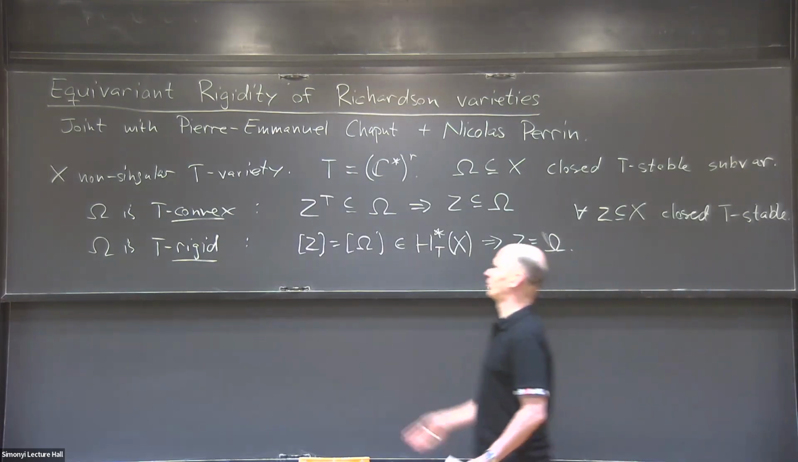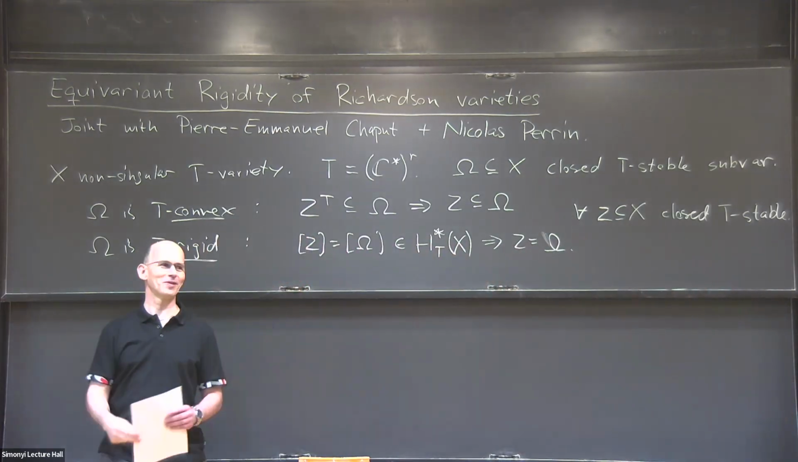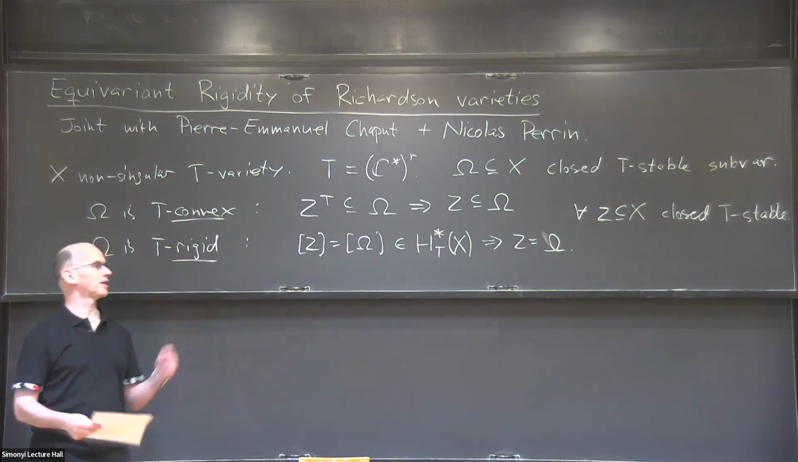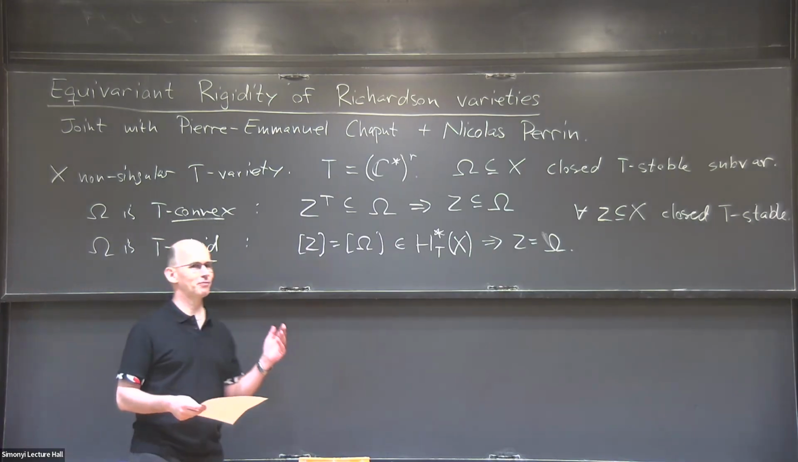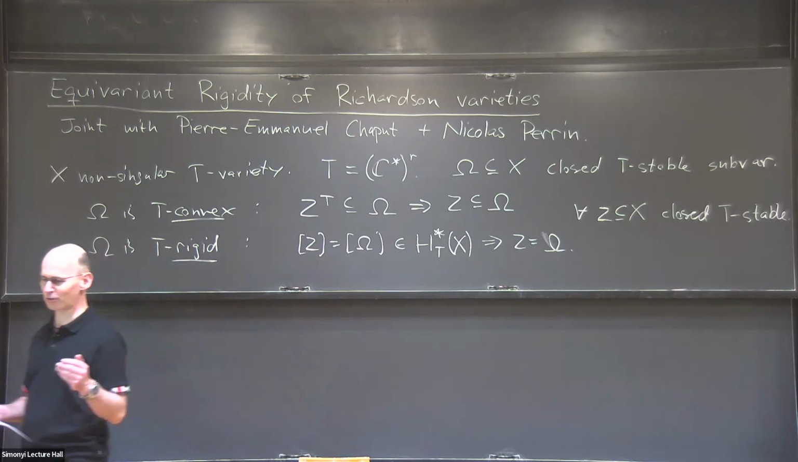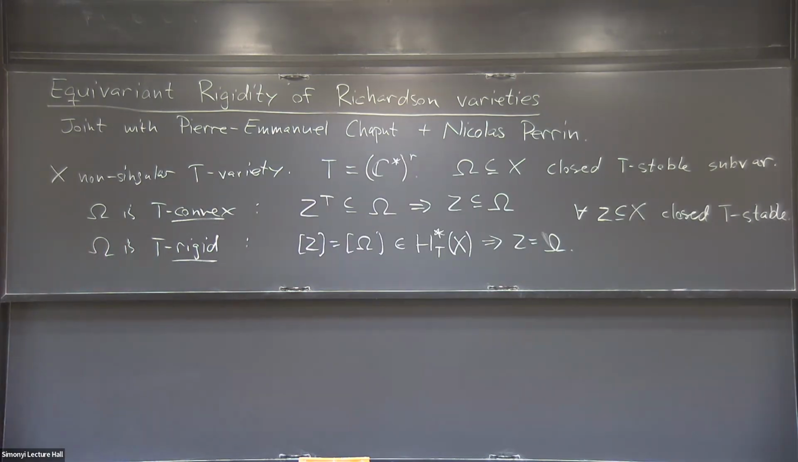So T-convex, there shouldn't be any doubt what that means. Allen Knutson suggested the name. Is the variety integral? It doesn't have to be integral. What I mean by variety is reduced, not necessarily irreducible, but most of the applications are for irreducible things.